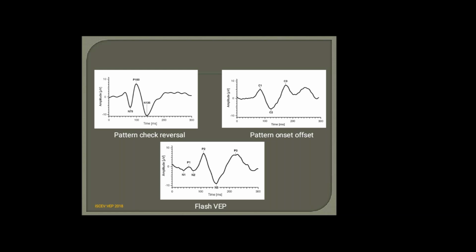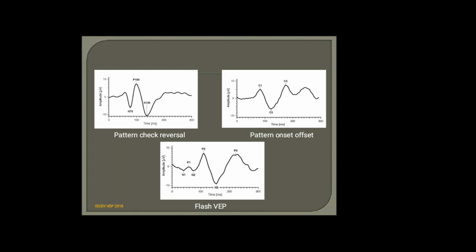It is just opposite to the pattern check reversal. It is highlighted as C1, C2, and C3. C1 is around 75 milliseconds, C2 is around 100 to 125 milliseconds, and C3 is around 130 to 150 milliseconds. So in overall gross overview, it is just opposite to what we see in pattern check reversal.